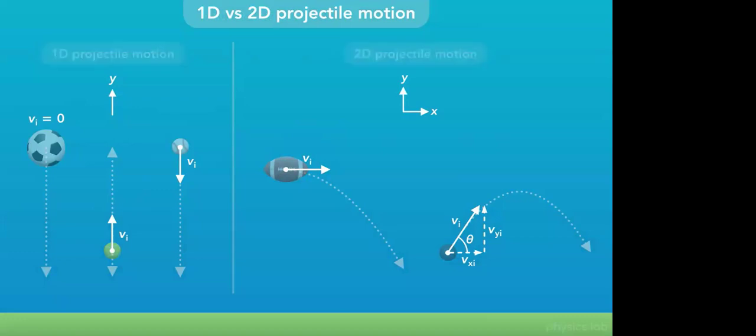The term projectile motion might only refer to the two-dimensional projectile motion, and the term free fall might refer to one-dimensional projectile motion. So that's something to be aware of. But again, we're going to call all of these projectile motion and split them up as one-dimensional and two-dimensional.